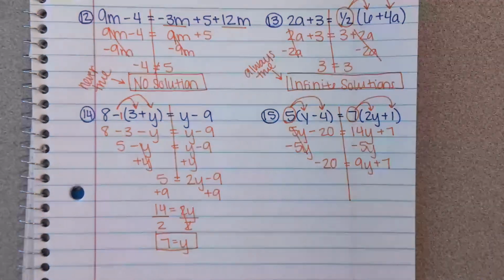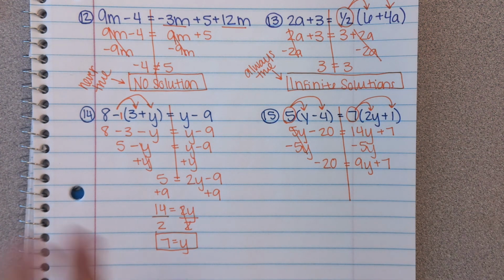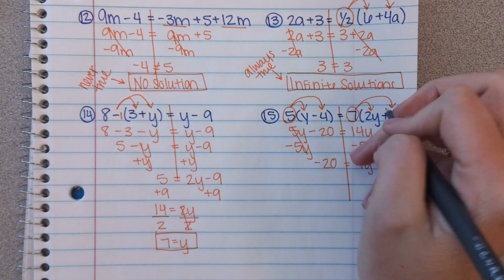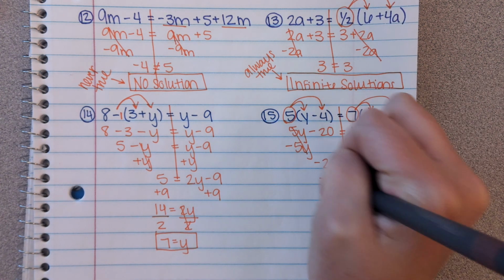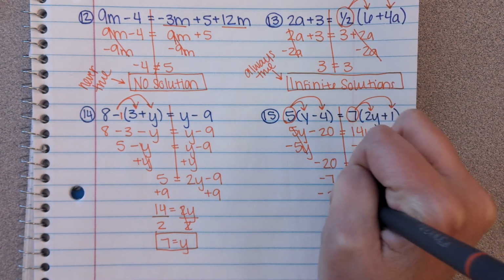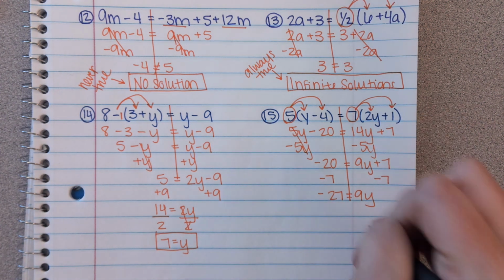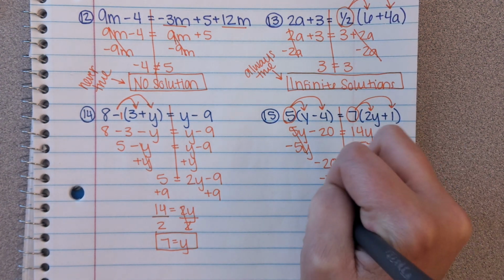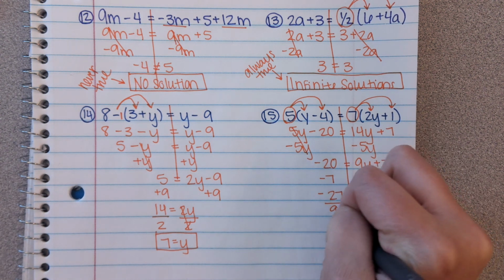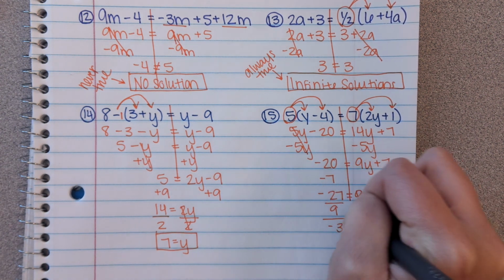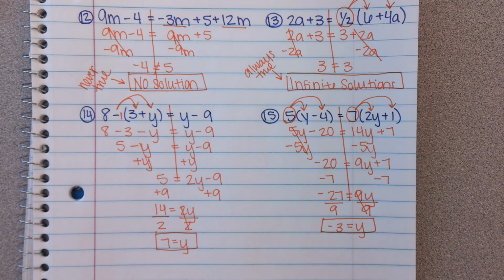Now it's a two-step, or you're bringing your constants to the other side. So we're going to subtract 7. So we have negative 27 equals 9y. And again, we're going to divide. So divide both sides by 9. And you get y equals negative 3, or negative 3 equals y. And that's your final solution.